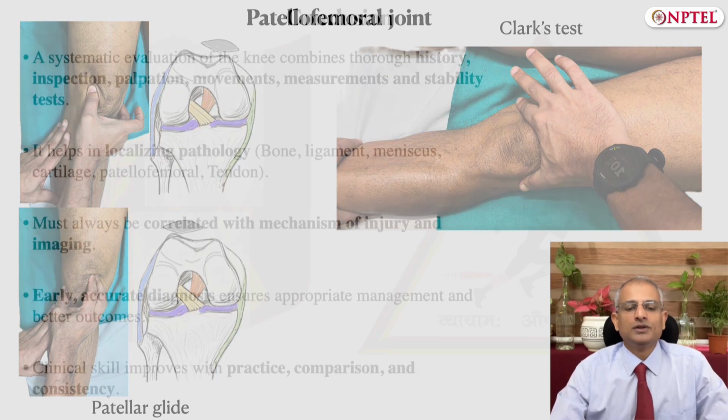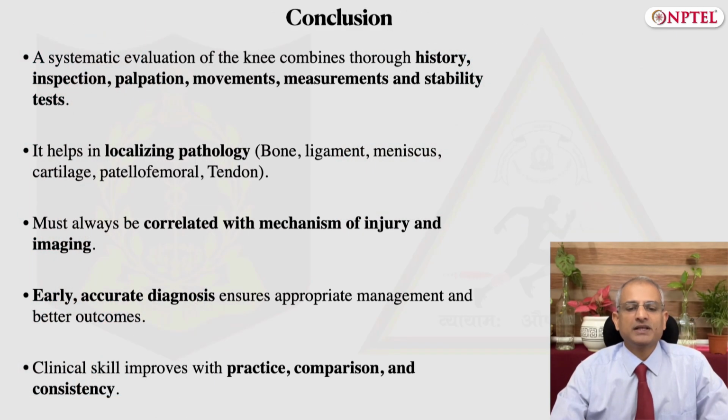To conclude, systematic examination of the knee combines history, inspection, palpation, motion, and stability tests. These tests, when done carefully, help us localize the pathology, whether it is in the ligament, meniscus, cartilage, or in any other soft tissue around the knee.